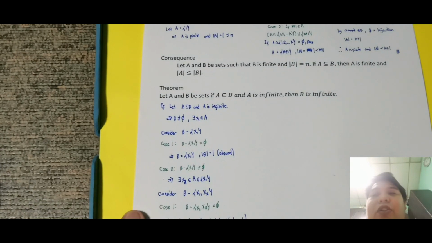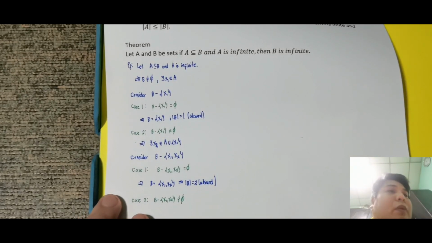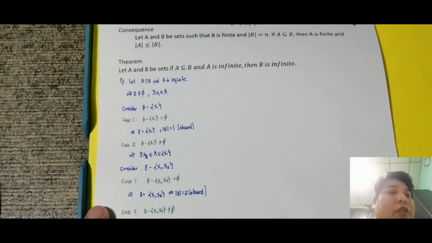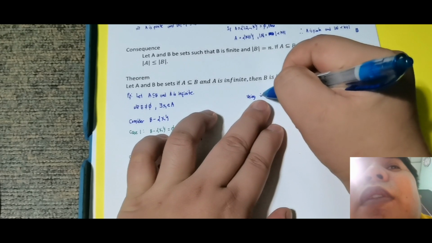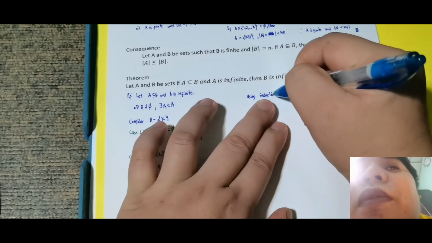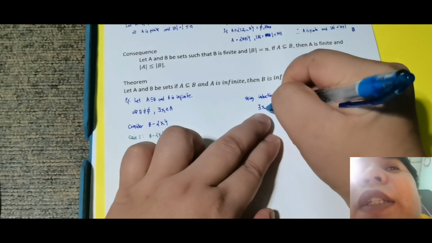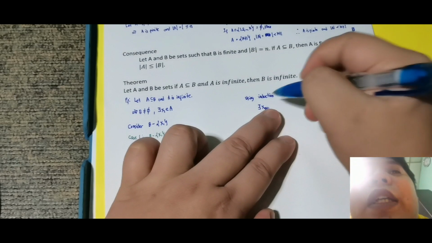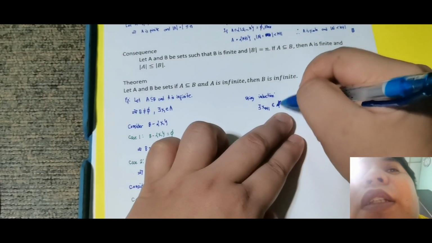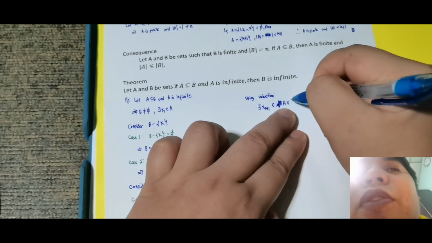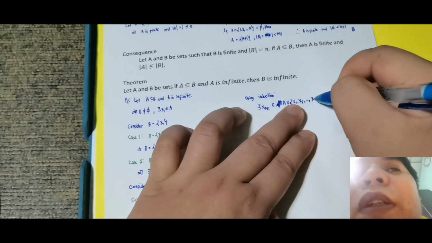Ngayon, gagamit tayo ng induction. Kasi nga, paulit-ulit yung process ko, up to the point na umabot siya ng n. So, using induction, there exists x sub n plus 1, element of the set A union the set containing x sub 1, x sub 2, up to x sub n.